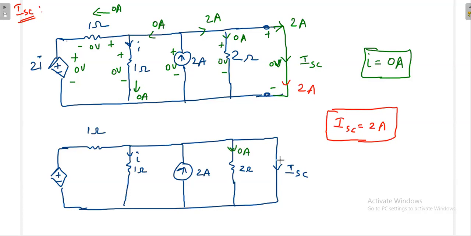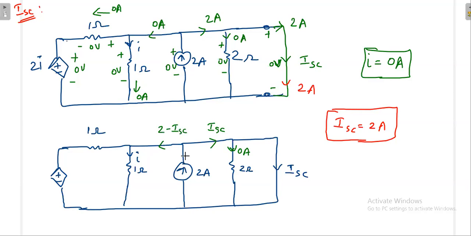Only 0 ampere, or otherwise if short circuit means 0 voltage. When you apply 0 voltage across the resistance, you'll get 0 ampere. Now if this is 0 ampere and this is ISC, then this has to be ISC. Now see this side, 2 ampere is coming inside, ISC is going like this, then the remaining current, 2 minus ISC, has to go this way.